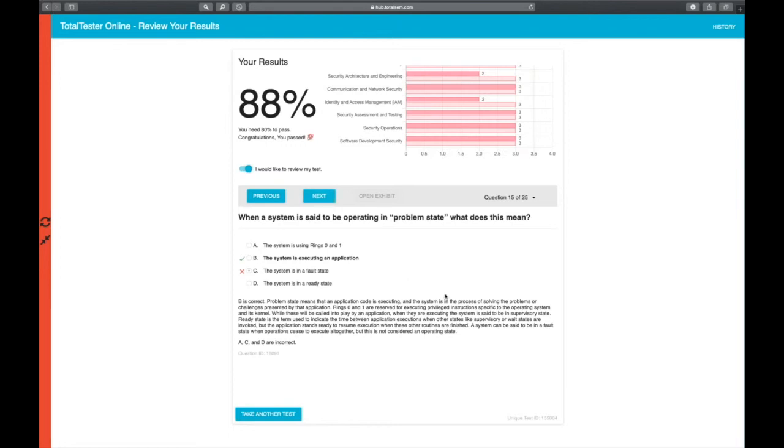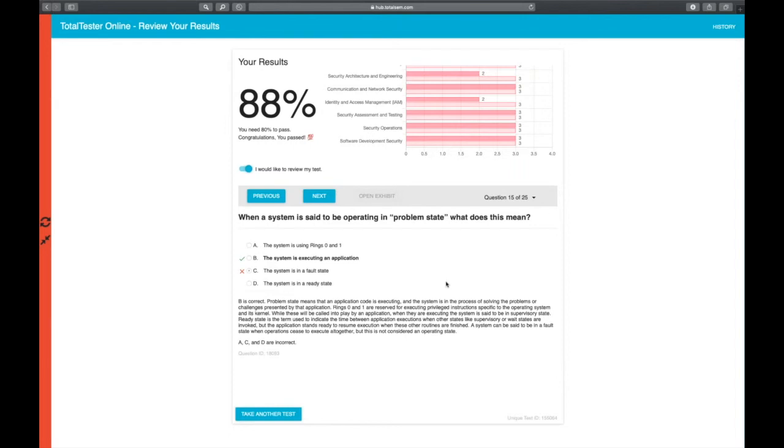All right, doggone it. When a system is said to be operating in a problem state, the system is executing an application. Oh goodness, this is ridiculous. Wow. Yeah, I don't like this at all. The explanation says a problem state means that an application code is executing and the system is in the process of solving the problems or challenges presented by that application.